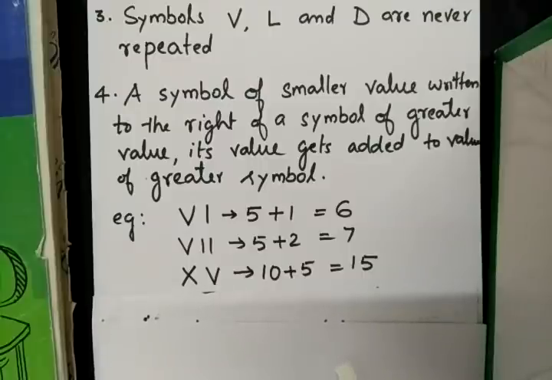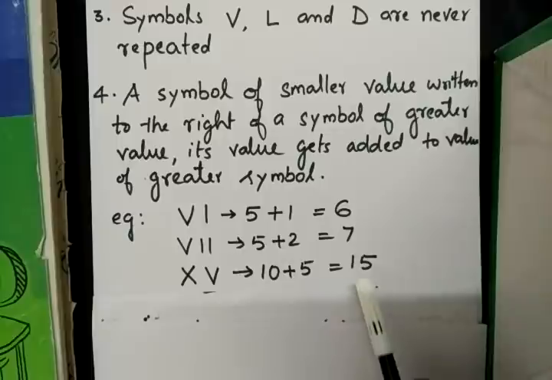Another example, X and V. Here X is the greater value and V is the smaller value. We know what X represents. X represents 10 and V represents 5. So 10 is the greater, correct? So its value becomes 10 plus 5 equals 15. So this symbol represents 15. Okay.